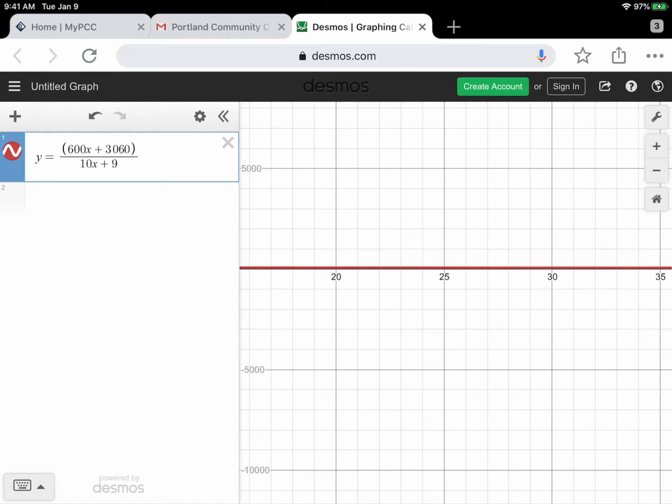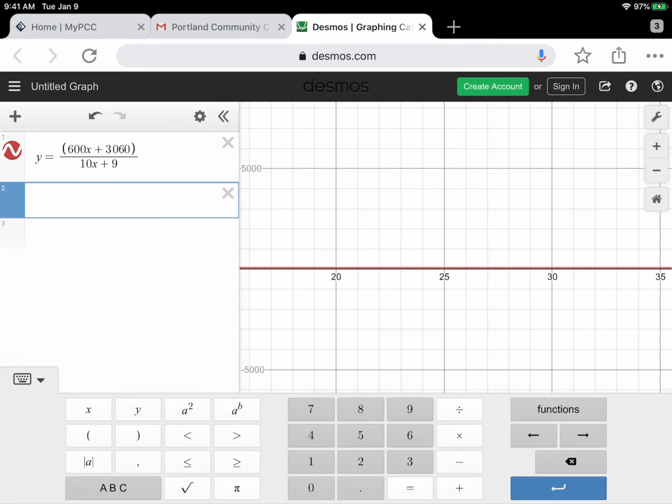The other thing is you would put in 28. So y equals, or I would just put in 28 everywhere I see an x. So I'm going to put parentheses 600 times 28 plus 3060, close that, divided by 10 times 28 plus 9. So 28 years after 1900, 1928, our deer population now is around 68. And I don't remember, it says round to the integer, so it would be 69.